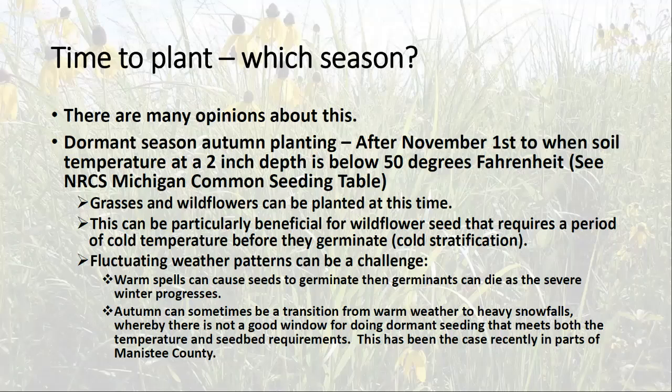If you're going to do a fall planting, typically in Northwest Lower Peninsula, Michigan, you're going to do this after November 1st. You can do grasses or wildflowers at this time via seed. And this can be particularly beneficial for wildflower seed that requires something called cold stratification. And by that, I mean certain wildflower species have to go through a period of cold temperatures before they can break dormancy and germinate. So when you're spreading seed in November, typically those wildflowers that require cold stratification will germinate that very next growing season because they've sat in the ground through that Michigan winter.